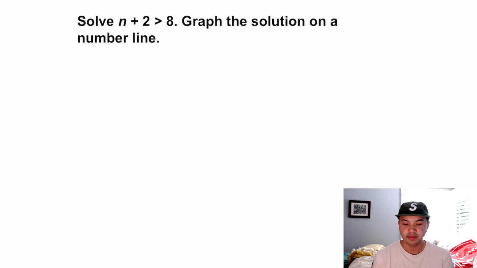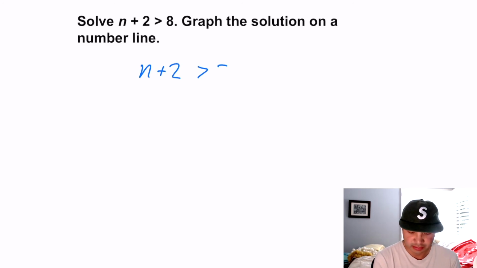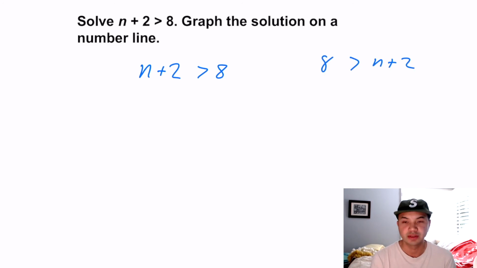Okay, here, solve n plus 2 is greater than 8. One thing I wanted to mention though, I doubt that you might do it, but just in case, if you rewrite it, you write it like that, right? Unlike in equations, you can't switch around the sides just like that. You can't go 8 is greater than n plus 2. Can't do that because the inequality is not true anymore.